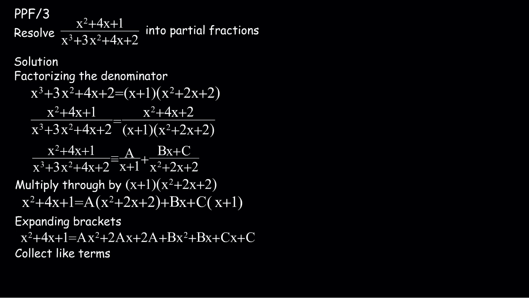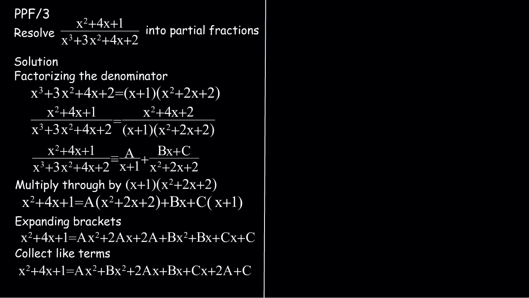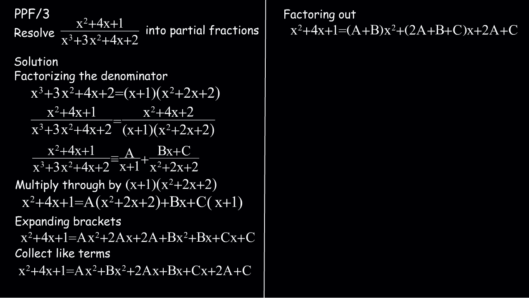Now we are going to be collecting like terms, and collecting like terms it becomes s squared plus 4s plus 1 is equal to as squared plus bs squared plus 2as plus bs plus cs plus 2a plus c. Now at this junction we will be factoring out, and when we factor out it becomes s squared plus 4s plus 1 is equal to (a plus b)s squared plus (2a plus b plus c)s plus (2a plus c).